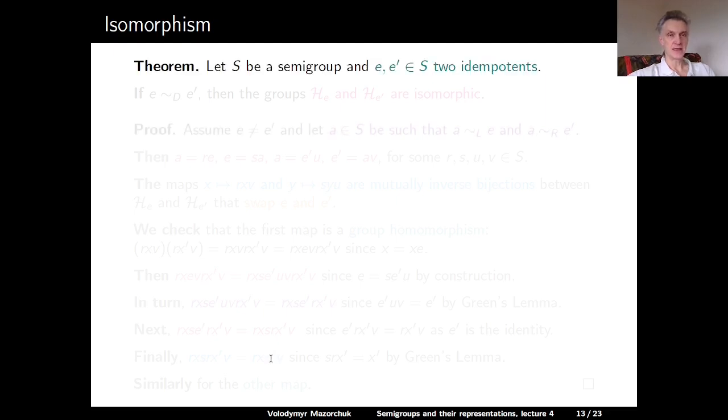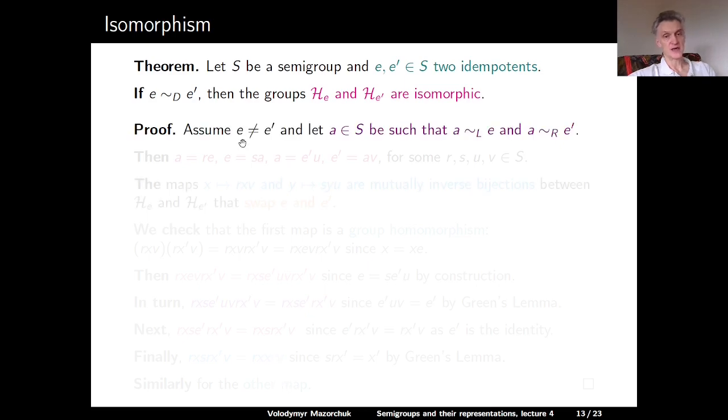Theorem: let S be a semigroup and E, E prime two idempotents in S. If these two idempotents are D-equivalent, then the groups HE and HE prime, so these are the two maximal subgroups of S which correspond to our idempotents, these two maximal subgroups are isomorphic.